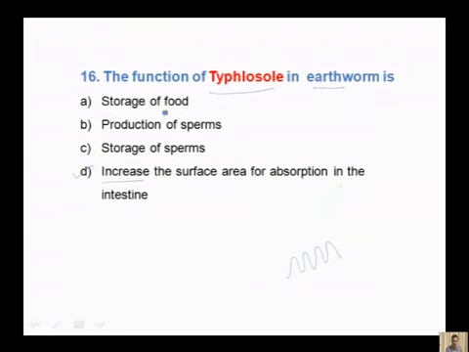Look at option A. Storage of food material is at the crop. Typhlosole is not involved in storage of food. Storage of food takes place at the stomach. Production of sperms by testes. Storage of sperms at spermatheca. Typhlosole helps in the absorption of food material. The infoldings of the small intestine are called the typhlosole. Answer for this is option D.